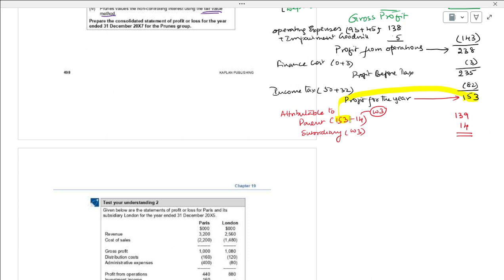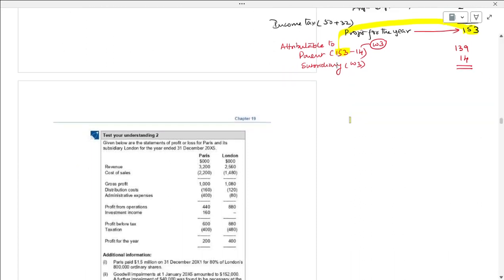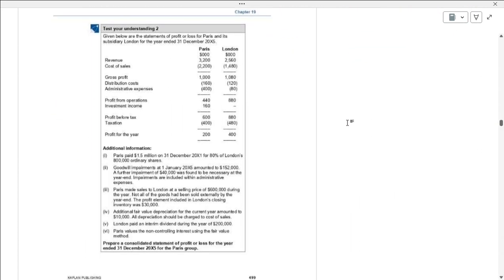Now we have to separate the 153. We take the 14 as the profit for the subsidiary. That much only, nothing else. This is the simplest way of doing the question.